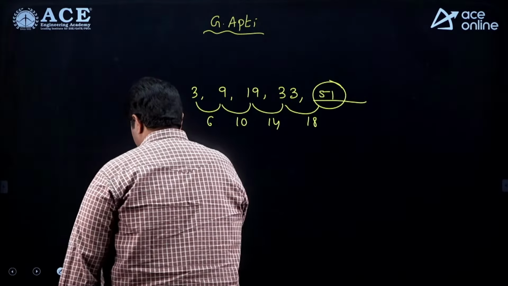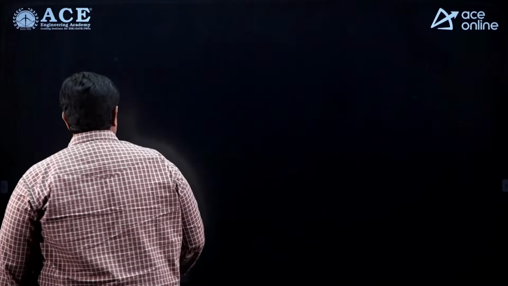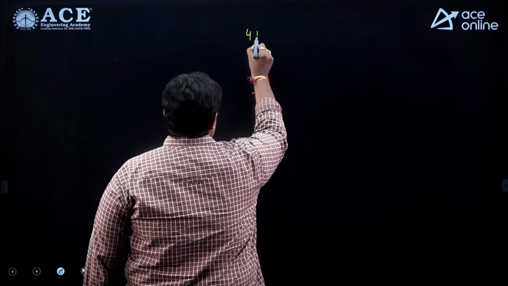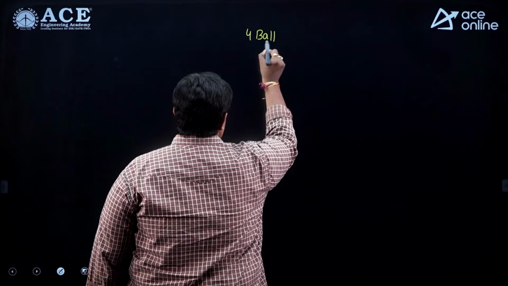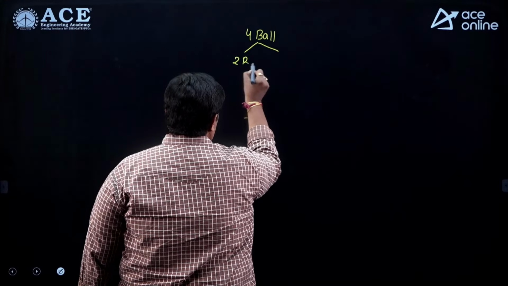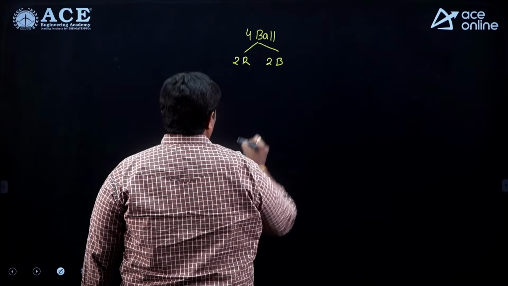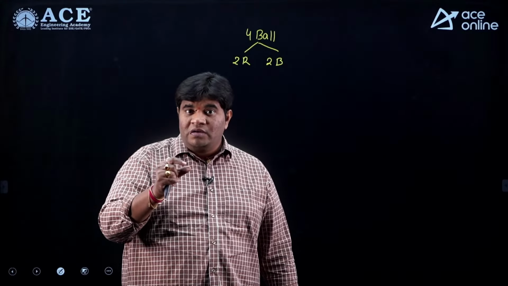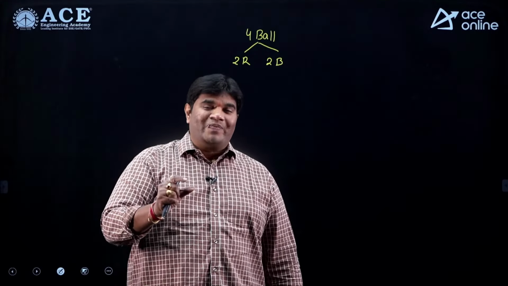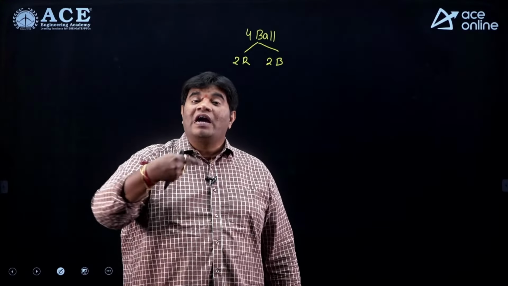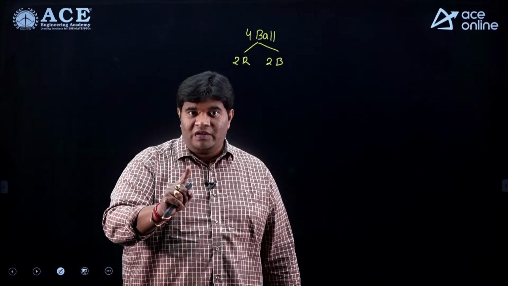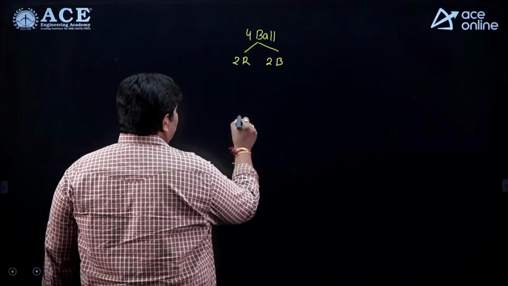Next, another one. Based on the probability concept, my dear friends, we have a total of 4 balls. Out of the 4 balls, 2 red, 2 blue. You pick only 2 balls, not at a time. So one after one. I want one red, one blue. Repetition is not allowed here. One after one, so I pick 2 balls.